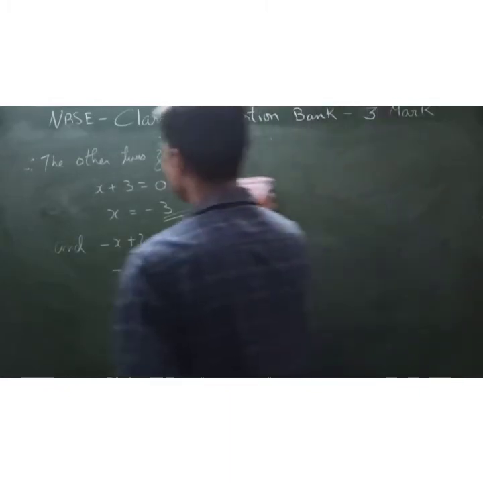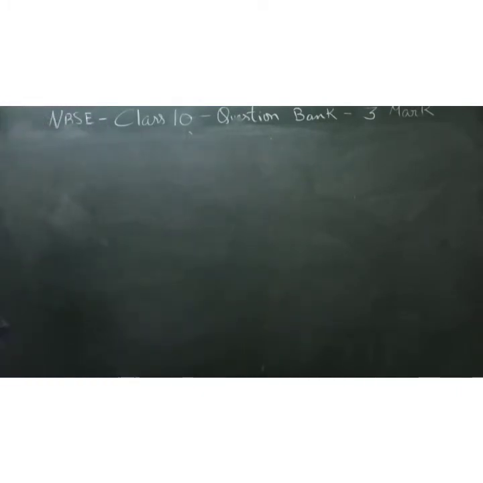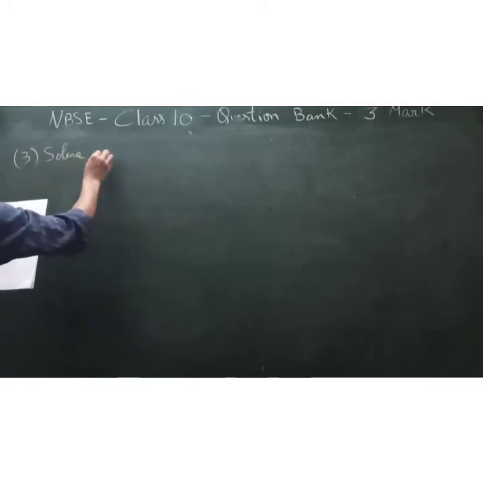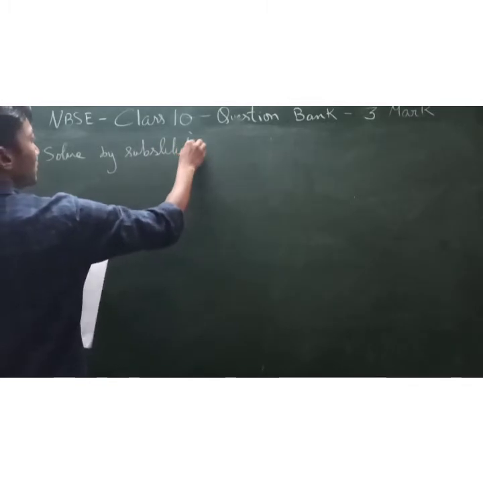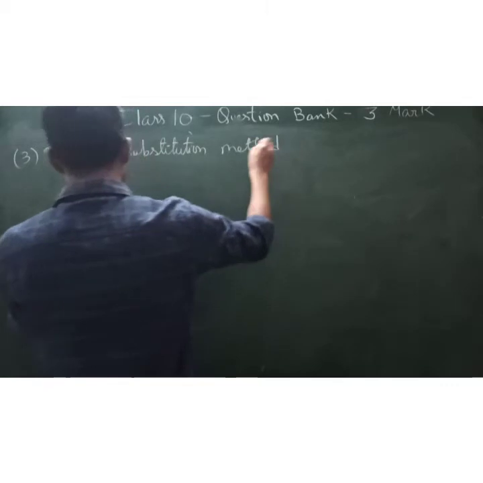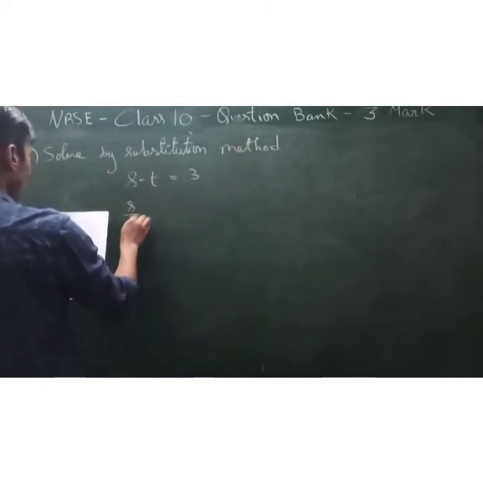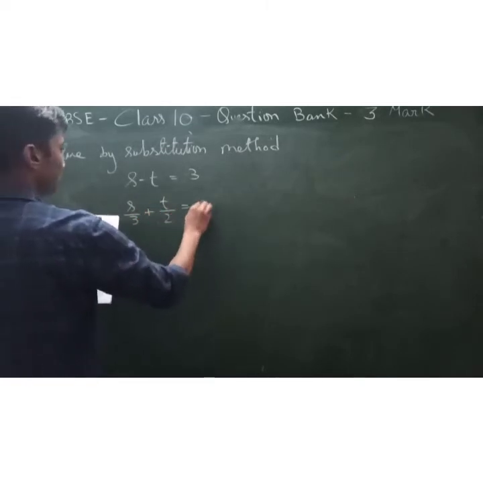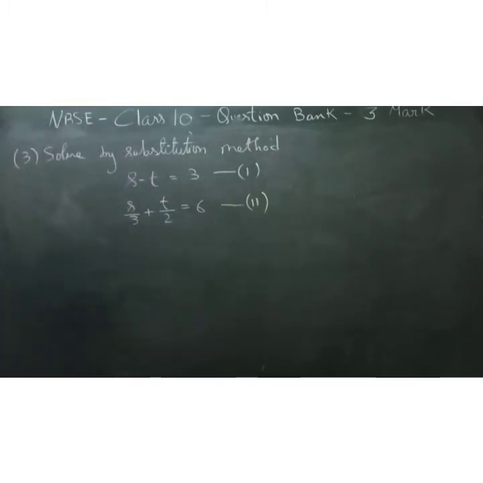Next question is from chapter 3. That's the substitution method. Question number 3. I'll just write in short. Solve by substitution method. Our equations are s minus t equal to 3 and s by 3 plus t by 2 equal to 6. We will name this as equation 1, equation 2. So I believe all of us are familiar with substitution.